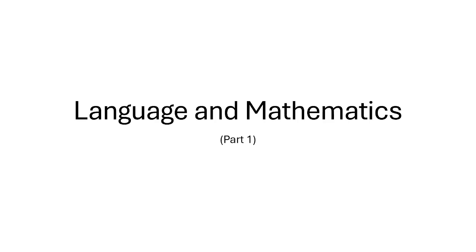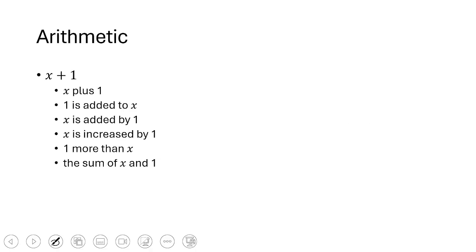So let's have some examples. We go first to the most basic operations that we have, which are arithmetic. So arithmetic, of course, we would have addition, subtraction, multiplication, and division. So in this expression, of course, we would read that as x plus 1. Other ways that we can express that expression: 1 is added to x, x is added by 1, x is increased by 1, 1 more than x, or since we are doing addition here, the result of addition is the sum. So we say the sum of x and 1.